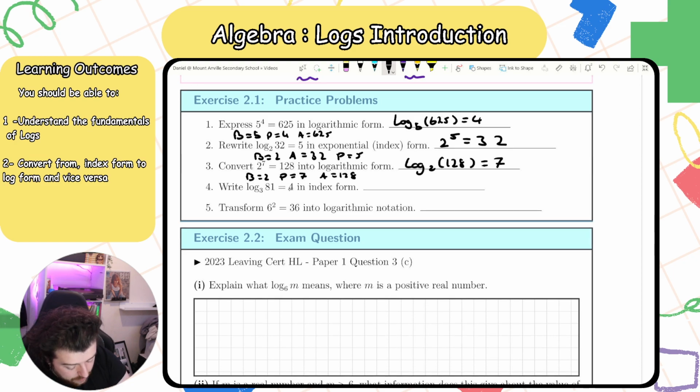Log base 3, 81 is equal to 4. Base equals 3. My answer or argument is 81. My power is equal to 4. Convert to index form, 3 to the power of 4 equals 81.